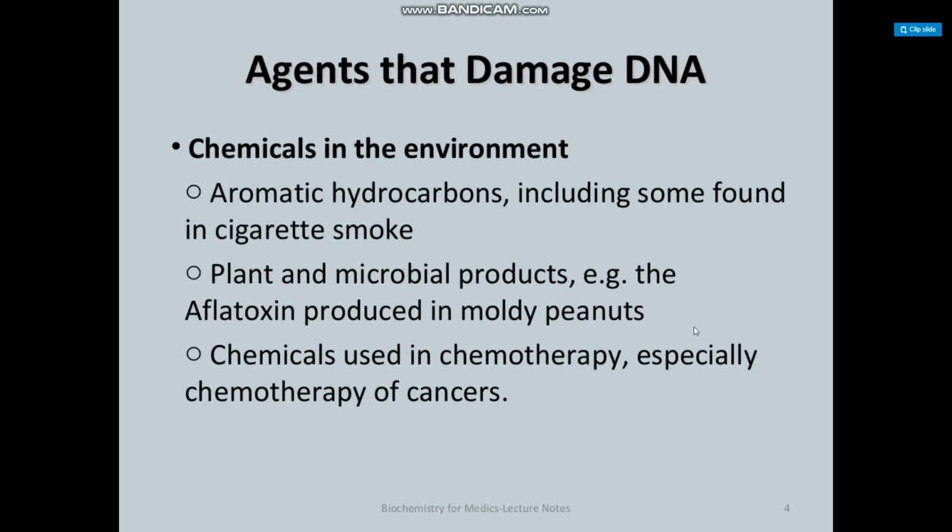Chemicals in the environment, so we can say this type includes hydrocarbons, including some found in cigarette smoke, plant and microbial products like aflatoxin produced in peanuts, and chemicals used in chemotherapy, especially chemotherapy of cancer.